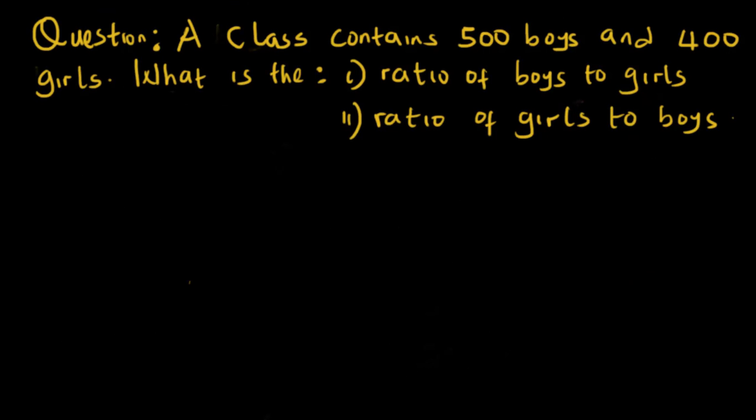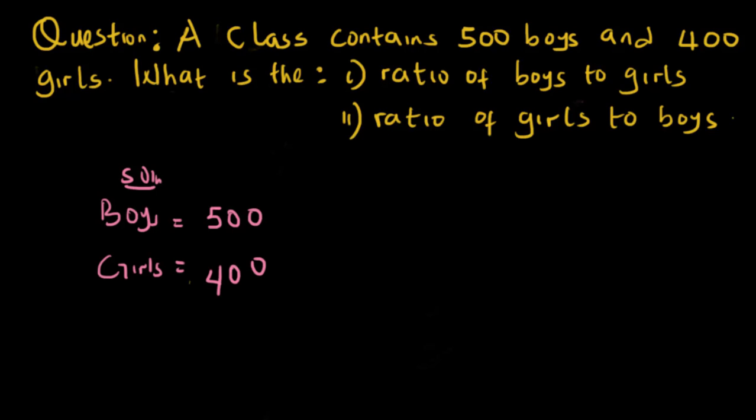So we have this question. A class contains 500 boys and 400 girls. What's the ratio of boys to girls and ratio of girls to boys? Now let's solve this. The first thing is, how many boys do we have? We have 500 boys. And then how many girls do we have? We have 400 girls. Now the question is the ratio of boys to girls.